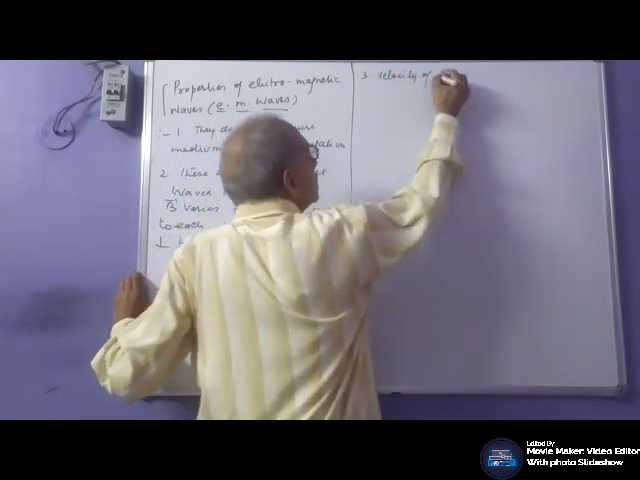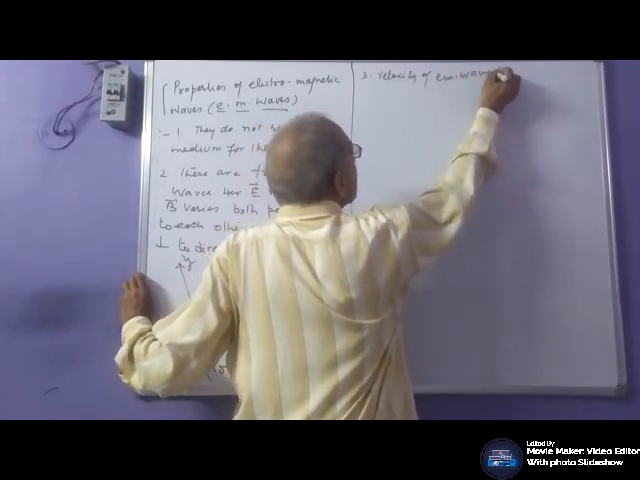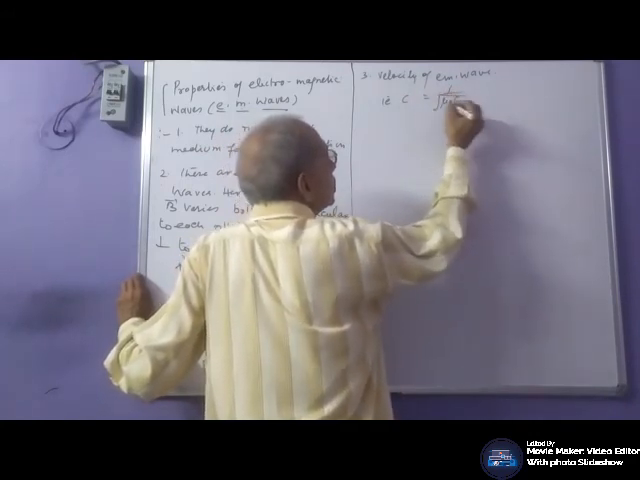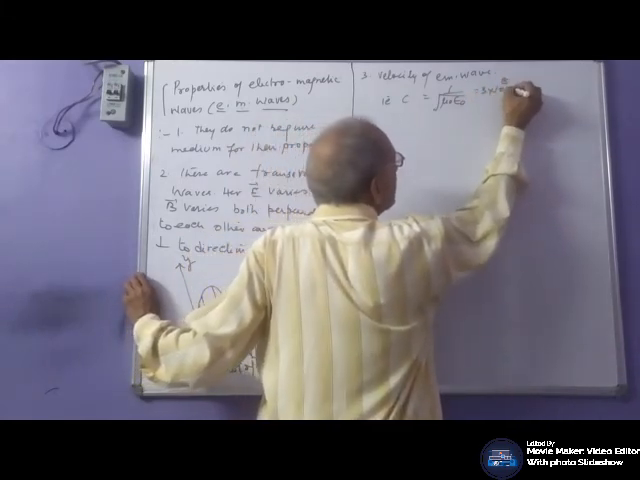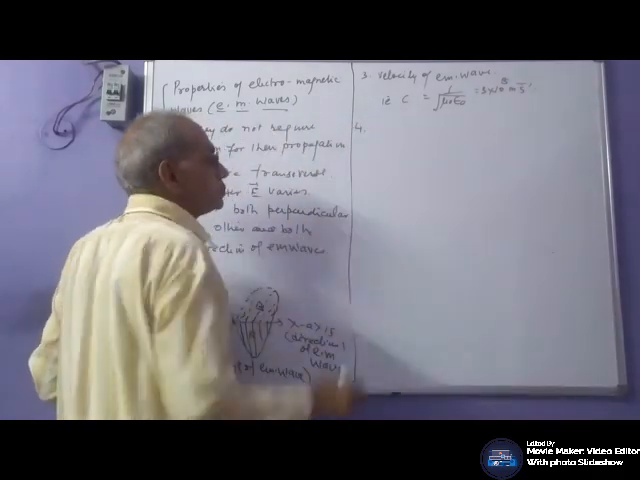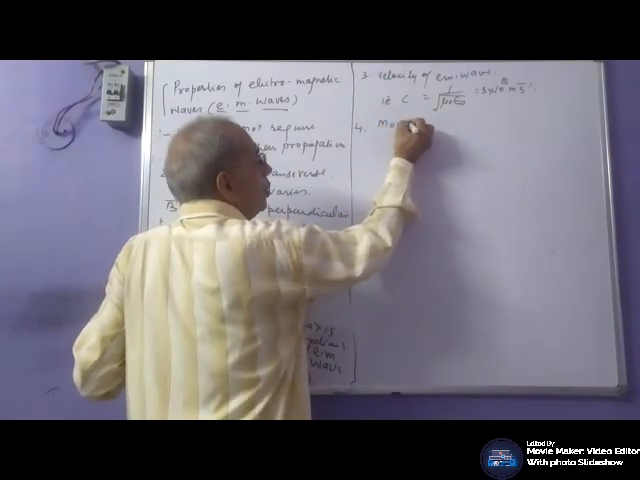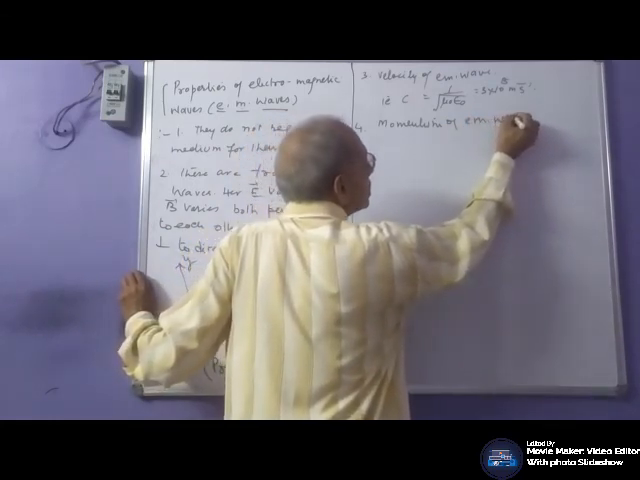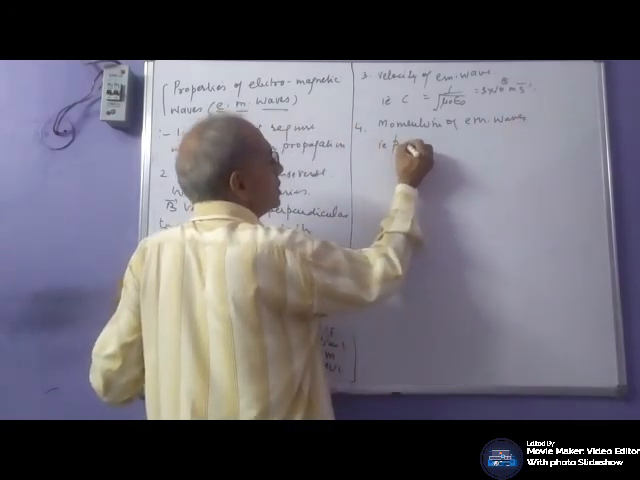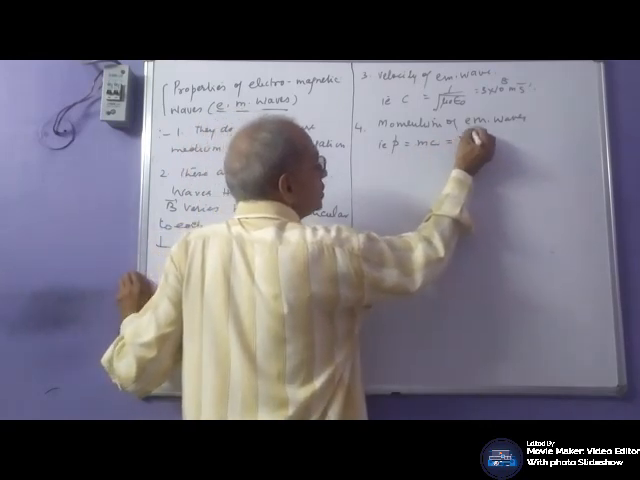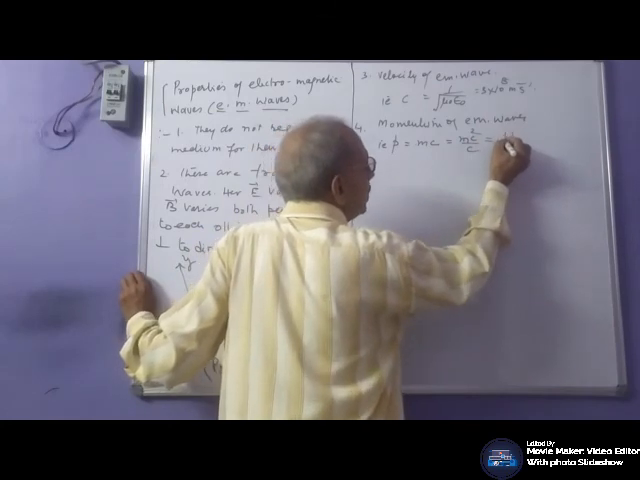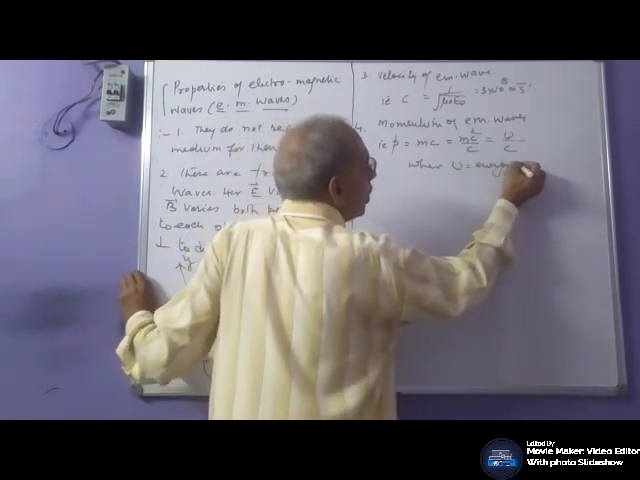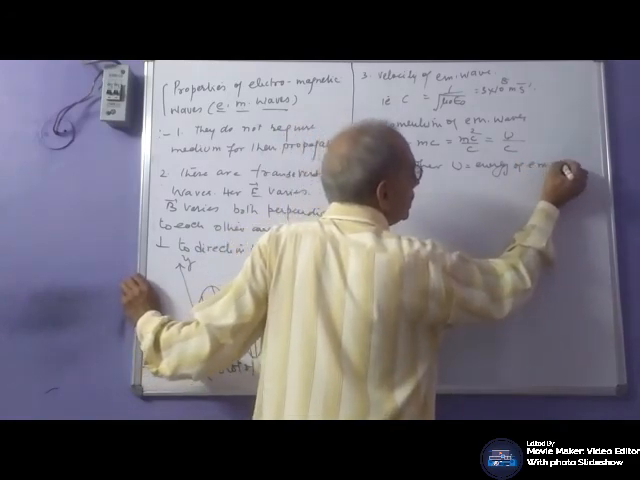Velocity of an EM wave, that is c, equals 1 over the square root of mu naught epsilon naught, that is 3 into 10 to the power 8 meter per second in vacuum. Momentum of EM waves, that is small p, it is mc, it is mc square by c, it is u by c, where u is the energy of EM waves.